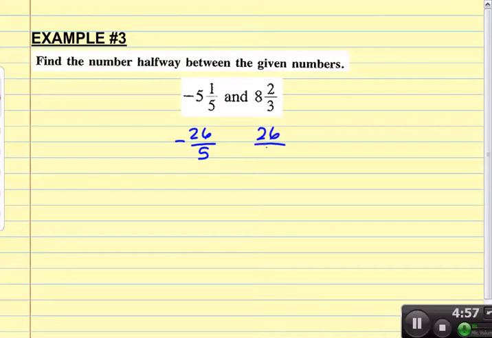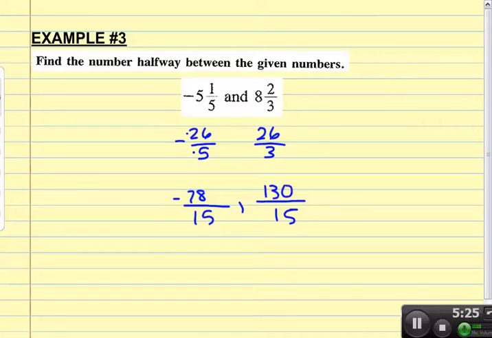Now let's get a common denominator. The common denominator is going to be 15. I multiplied that times 3, so I multiplied that times 3. 60, 78, negative 78. And then this one here, 3 times 5, so 26 times 5. 26 times 5, that's 130.